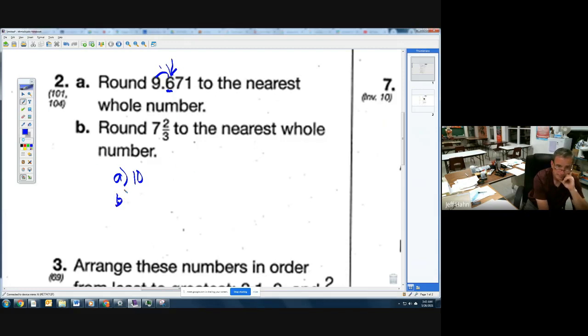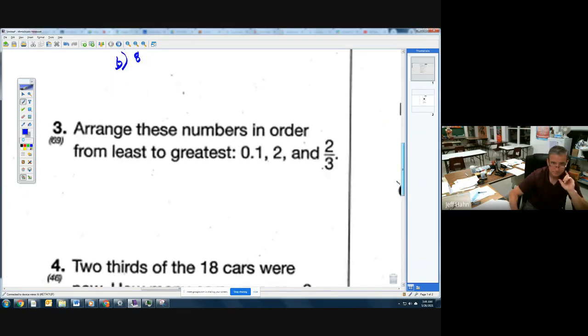Letter B, we talked about this before. You know that this fraction is more than a half because the top is more than half of the bottom. So same thing here. You're making it a whole number, no fraction. You need to add 1 to the 7, so it becomes an 8. So far, so good.